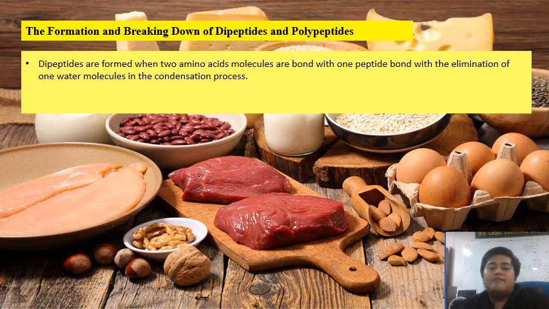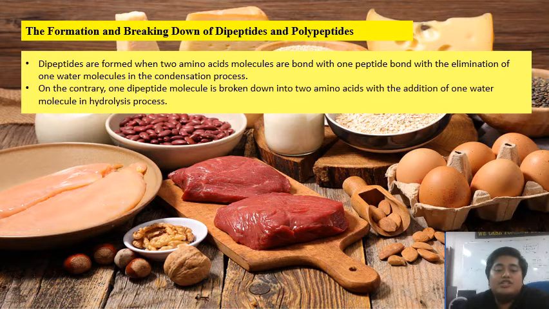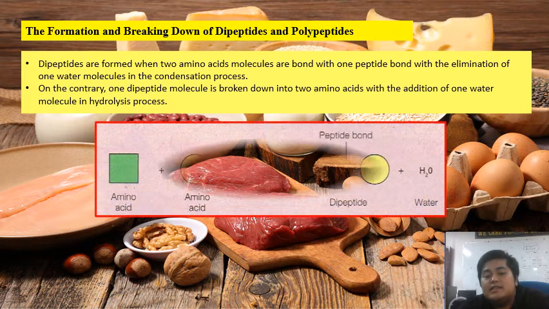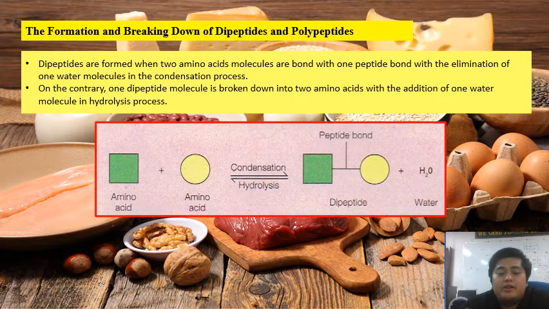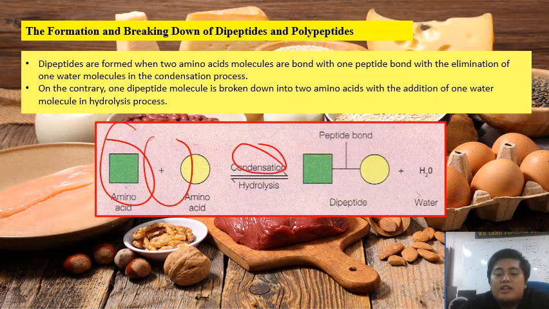So dipeptides are formed when two amino acids molecule are bound with one peptide bond with the elimination of one water molecule in the process of condensation. On the contrary, one dipeptide molecule is broken down into two amino acids with the addition of one water molecules in the process of hydrolysis. Ingat, daripada dua bahan nak jadi satu bahan, dia akan buat proses condensation. Daripada satu bahan nak jadi dua bahan, dia akan buat hydrolysis.